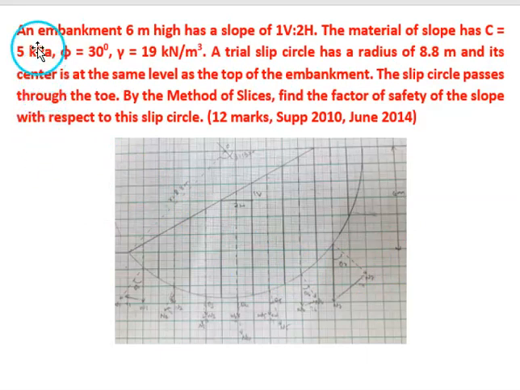There is one example. An embankment 6 meter high has a slope of 1 vertical to 2 horizontal. The material of slope has C equal to 5 kPa, phi equal to 30 degrees, gamma equal to 19 kilonewton per meter cube.